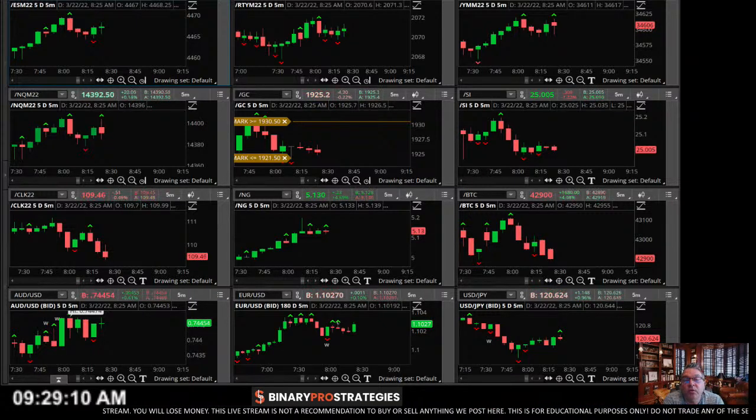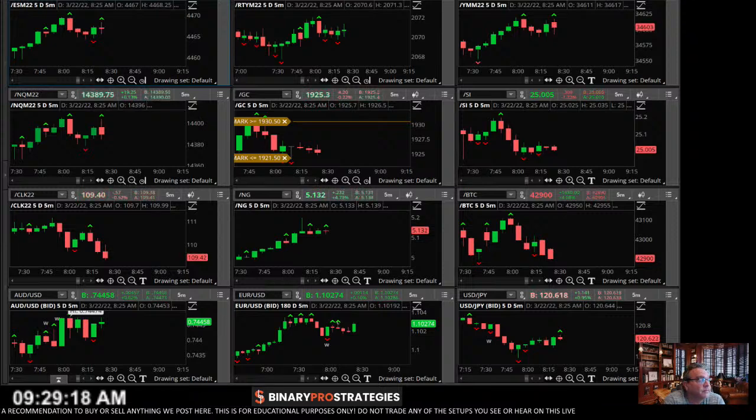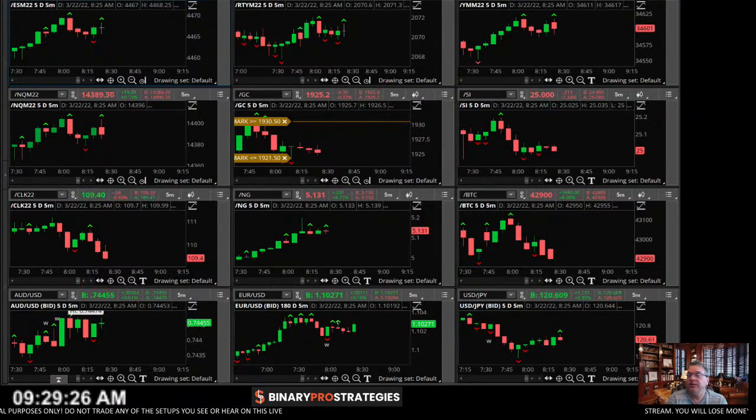Finally, green on my gold. Once again, looking for a target on the gold of 1921.5. Dow's going to open in a little bit more than 30 seconds here.